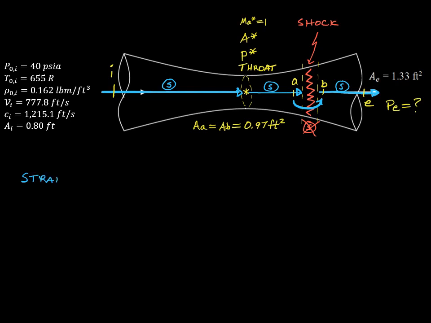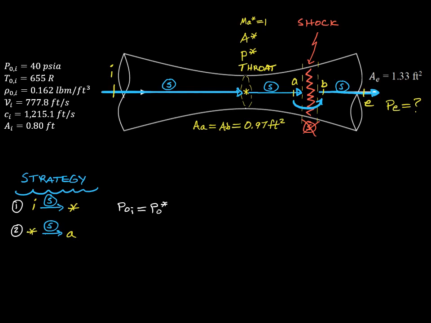All right, so let's put our roadmap together so we have a strategy to solve this problem. The first thing we're going to do is take the flow in parts. We're going to go from the inlet to the throat, and again, we denote it's isentropic. Because it's isentropic flow, we can remark that the stagnation pressure at the inlet, which we're given here as 40 psi, is constant. So that means that the stagnation pressure at the throat is also 40.